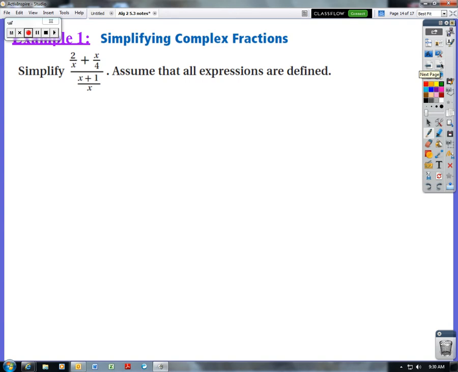Hey, we're to the complex fraction. How about that? These are complex, obviously, because you have a fraction over a fraction, so they're kind of complicated. And on this one, we're going to assume all expressions are defined, so we don't have to do that last step at the end. Now, there are two methods, so I will show you each one. I'll show you both, and then you get to choose which one you prefer.